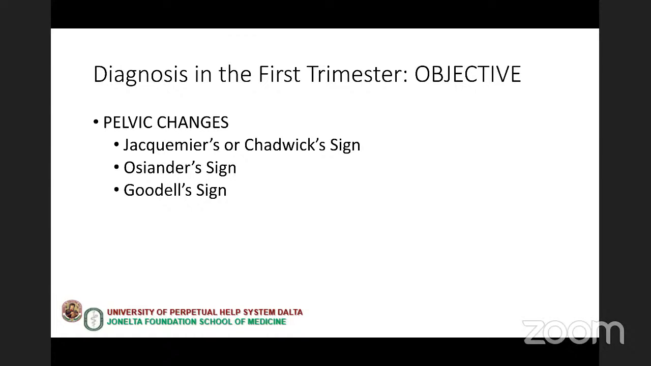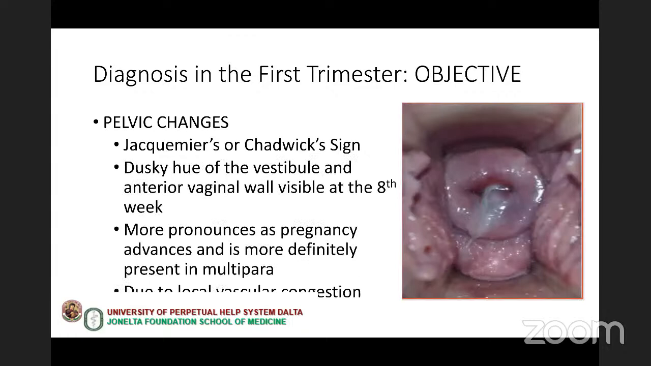Pelvic changes. So there we have the signs. Okay. So know these signs. You will have to know your Jacquemier's or Chadwick's, Osiander's sign, and your Goodell's sign. Okay. These are more prominent in your first trimester. Okay. What are these? What do these mean? Okay. So first would be your Jacquemier's or your Chadwick's.